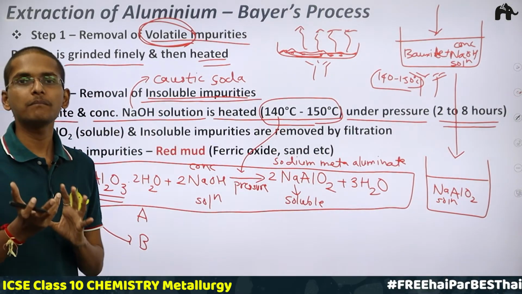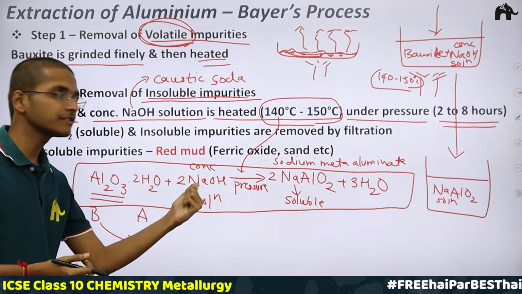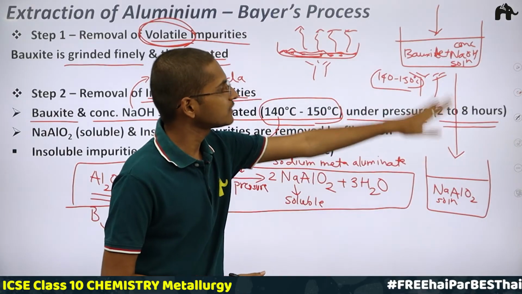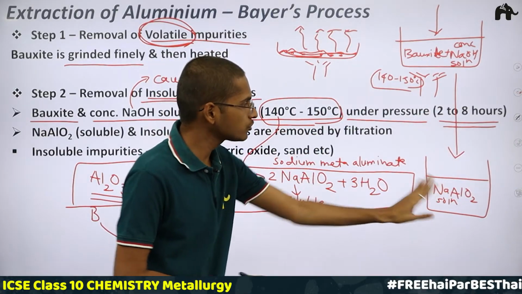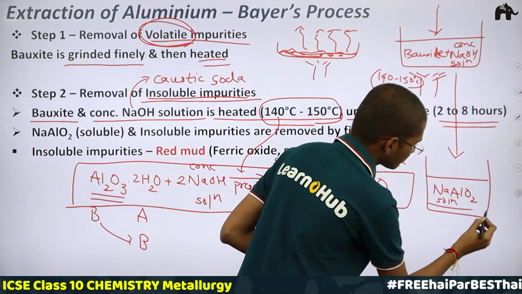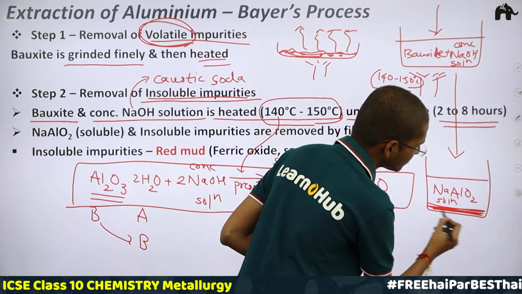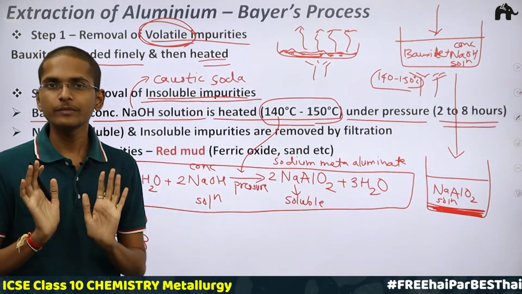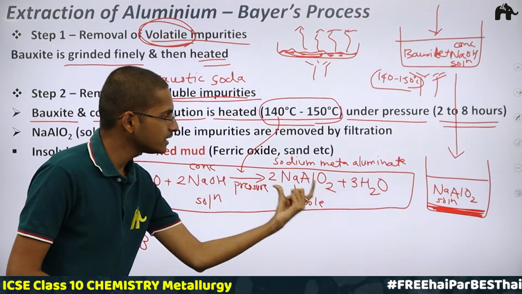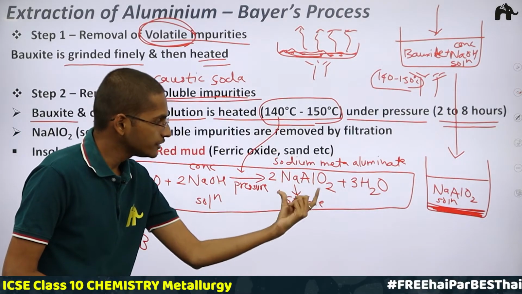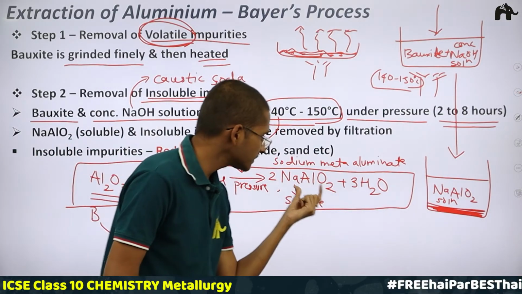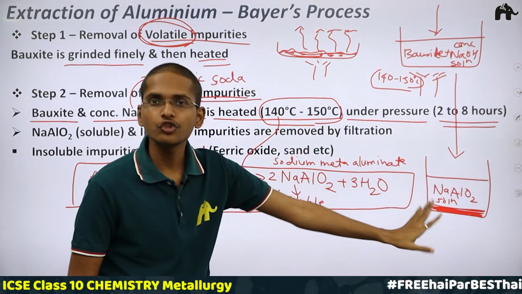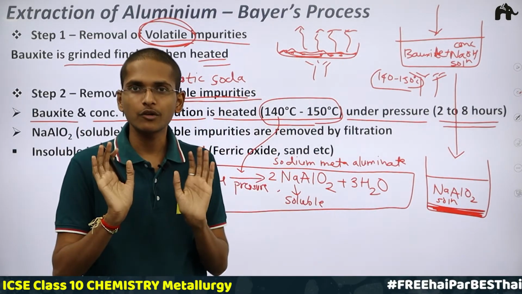But there may be some compounds which may not react with NaOH. They would simply remain as they are, and after this process, along with this NaAlO2 solution, we would also find some impurities which are insoluble, right? Now we know that we are concerned with aluminium, and in this reaction our aluminium is in the sodium aluminate. And we know that sodium aluminate is soluble, so our aluminium is in the soluble part, not in the insoluble part. We are pretty sure about it because of this reaction.